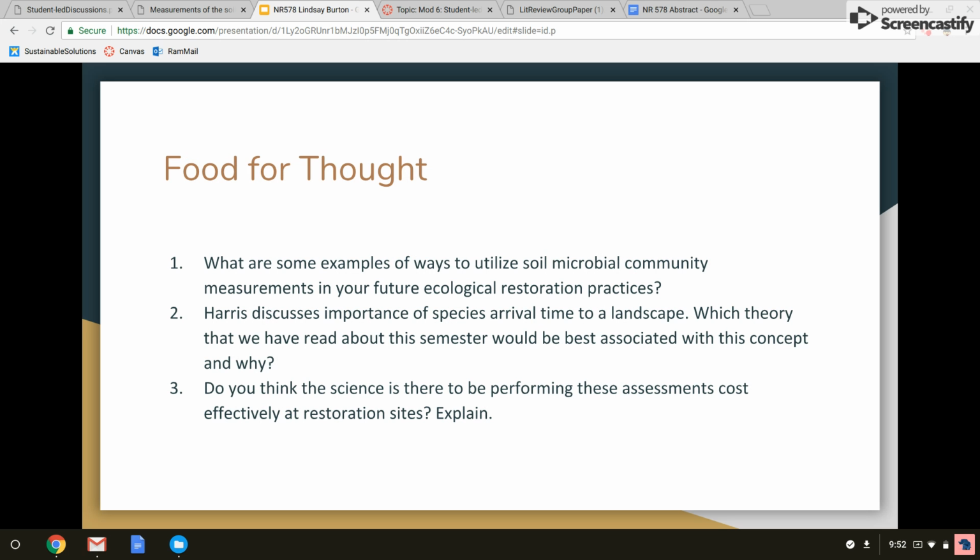The first question for this week is, what are some examples of ways to utilize soil microbial community measurements in your future ecological restoration practices?